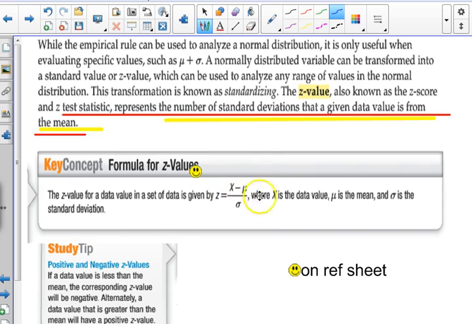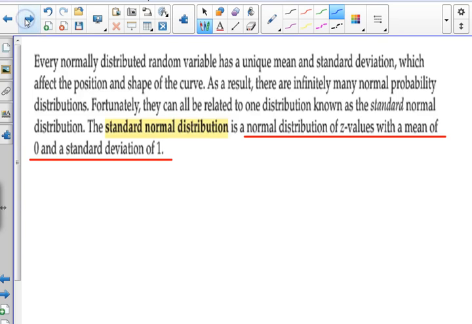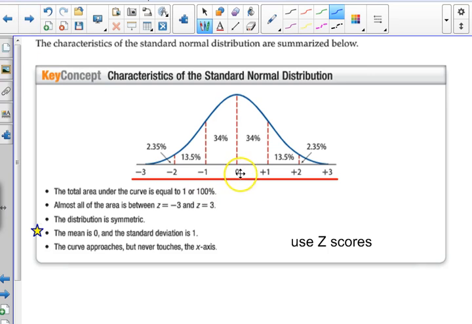This is also on the green sheet, yes? Anybody have the green sheet out? Does it say z-score somewhere on the green sheet? Okay. The z-score can be positive or negative. If it's above the mean, it's positive. If it's below the mean, it's negative. Does that make sense, guys? Because the mean is going to be here. All right.